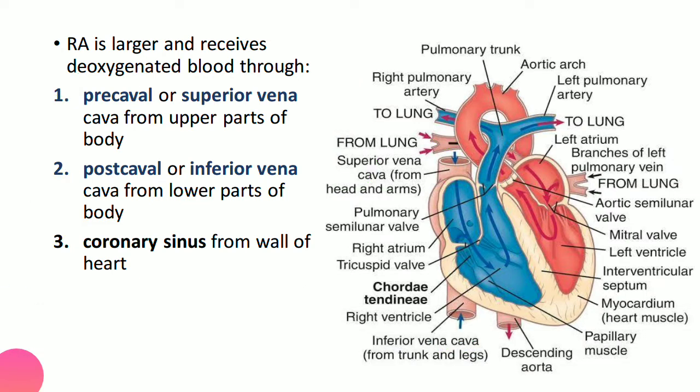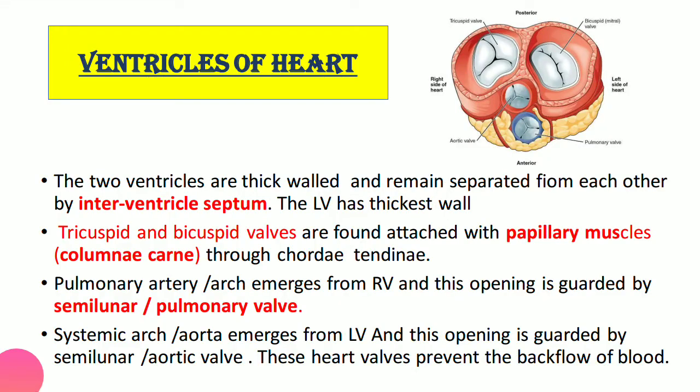Now you all know that from the upper part of the body the blood is collected, and the lower part of the body's blood is collected, but what about the heart itself? The heart itself also needs blood. So the coronary sinus collects the blood from the wall of the heart. These three collect the blood throughout the body and give it to the right atrium, because this is the deoxygenated blood, and the right atrium receives the deoxygenated blood. Now coming to the next slide.